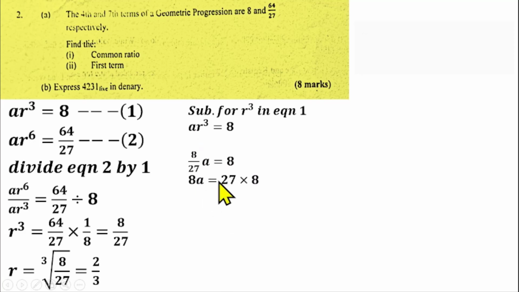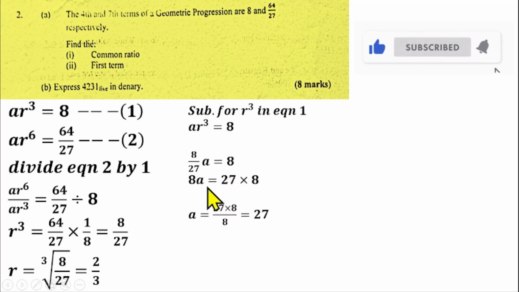We have 8a equals 8 times 27. Now you can divide both sides by 8 to get your a. So if you have 8 times 27 divided by 8, 8 can take care of 8, and you have 27 to be the first term. So the common ratio is 2 over 3, and the first term is 27 for question number 2a.